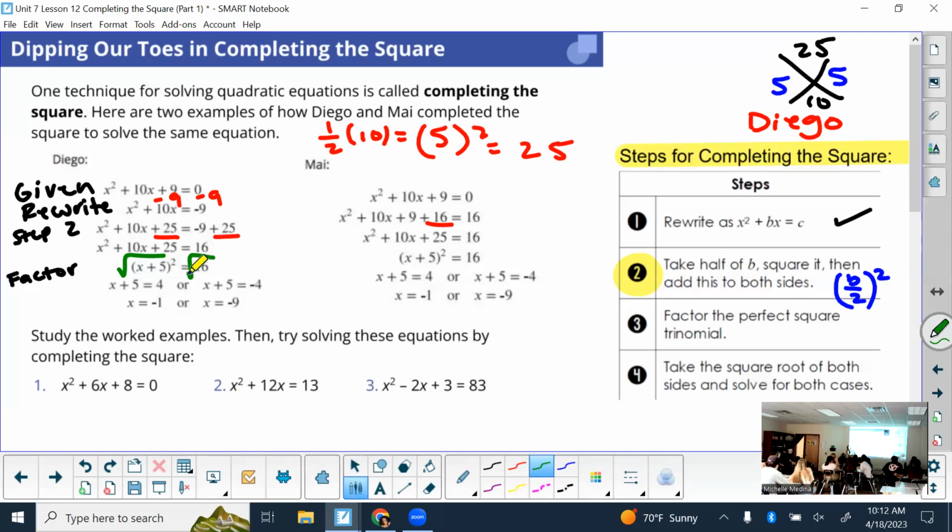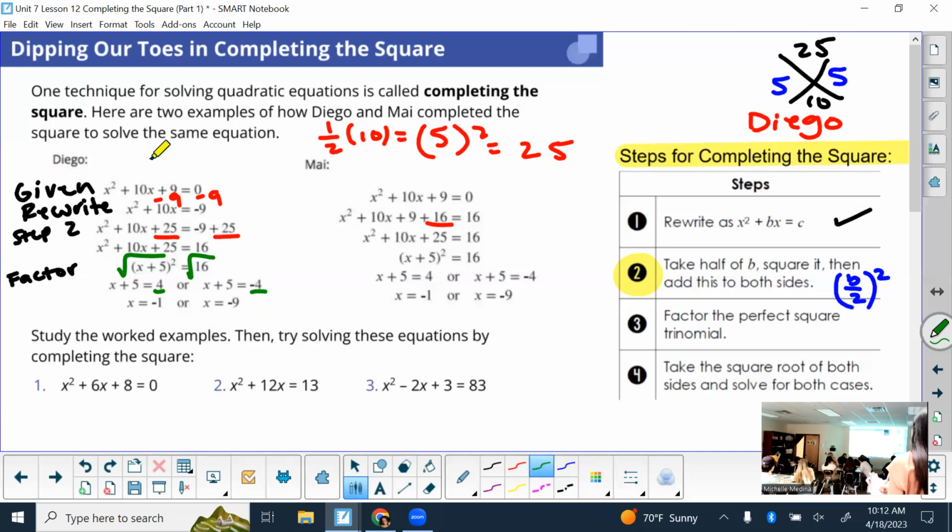4, and then also the -4 too. So that's what it means by solve for both cases. Because when you square root something, there's technically 2 answers, the positive and the negative. All right, and then when you solve for both, so subtract 5 on each side, 4 minus 5 is -1. Over here, subtract 5 on each side, except this time it's a -4. I get -9. So that's how you do it.